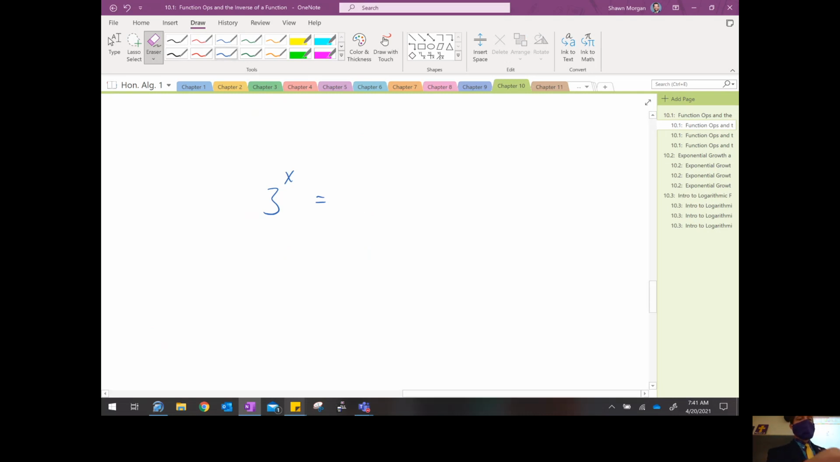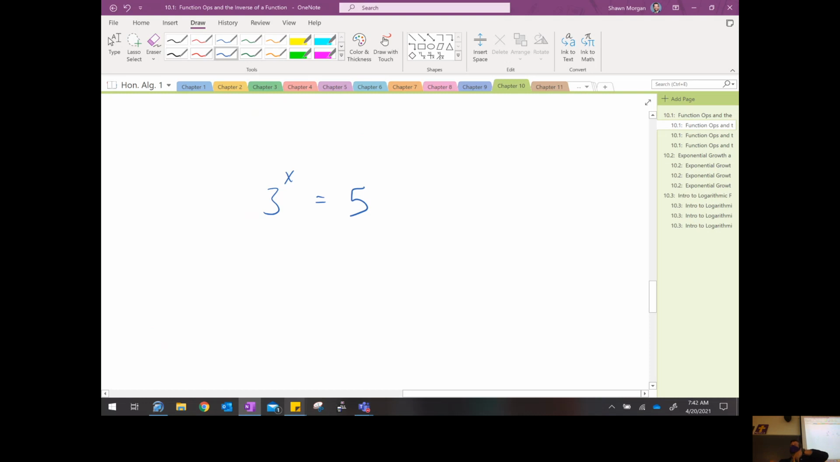Okay. So now what? Okay. That equation has a solution. We just don't know how to find it yet because we don't have an inverse operation to undo exponentiation.